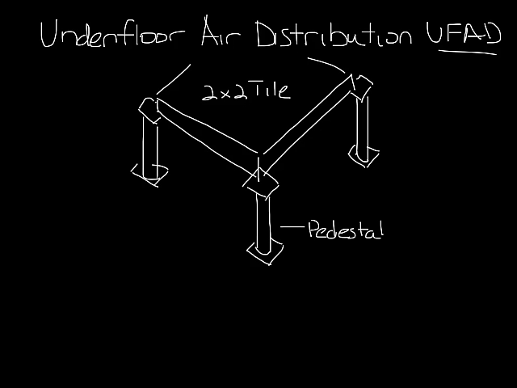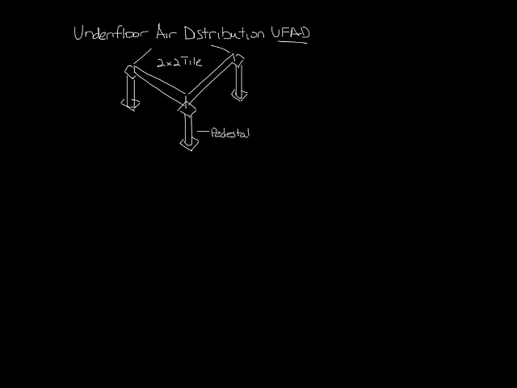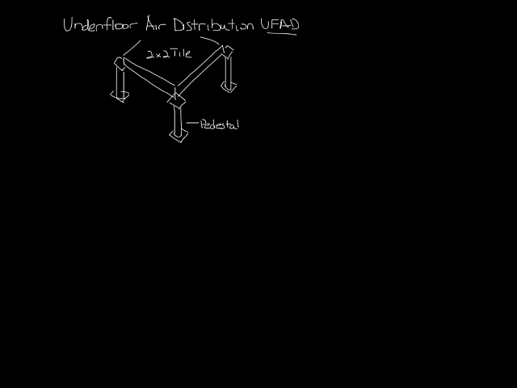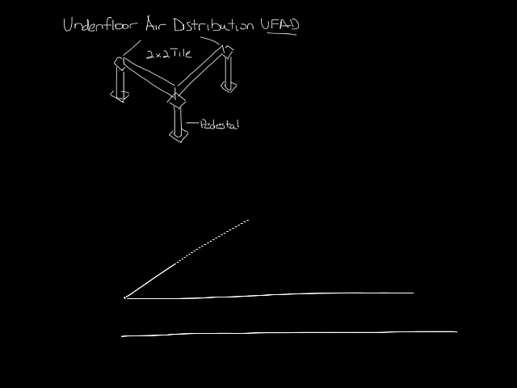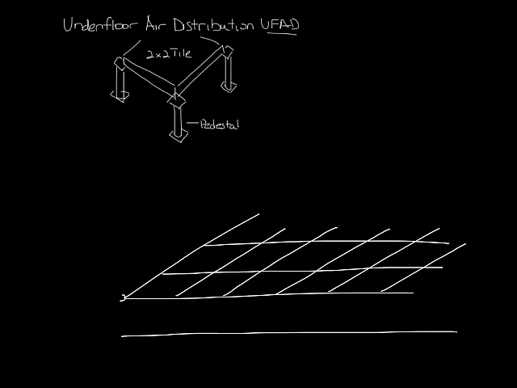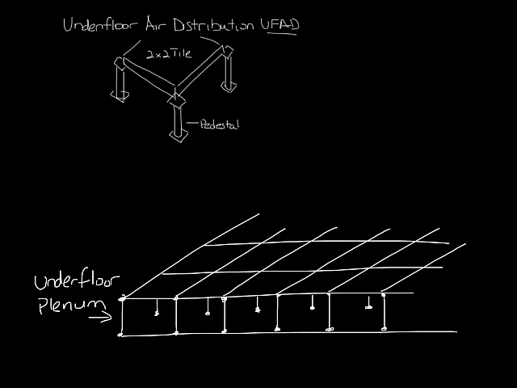Now in an office space, let's move this out of the way, you would see this throughout the entire floor plate. Draw the concrete slab down here, and up here are the tiles, and then let's draw some pedestals in. So the underfloor air distribution system uses the space between the raised floor and the structural slab as a supply air plenum for the room.